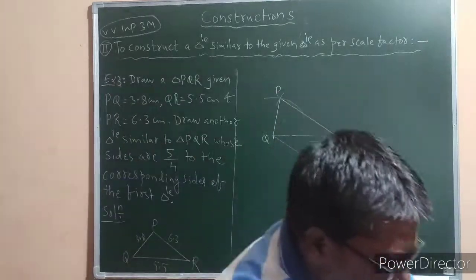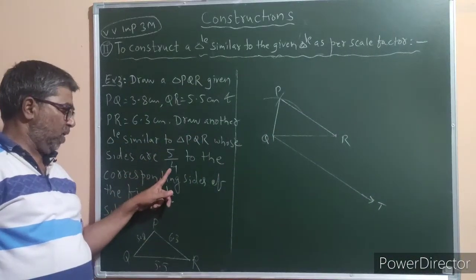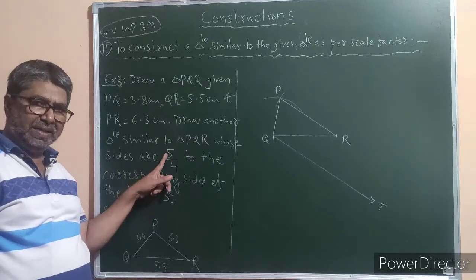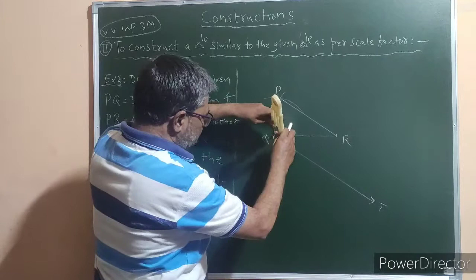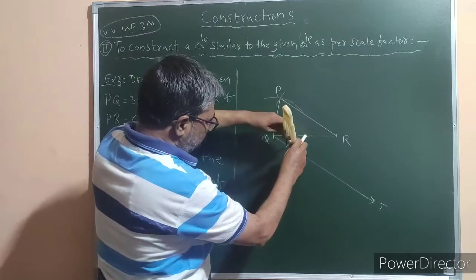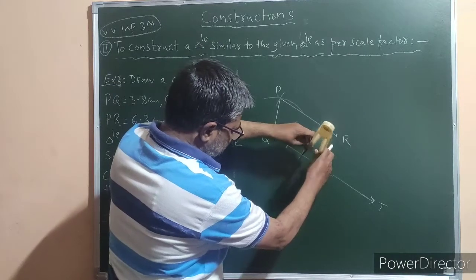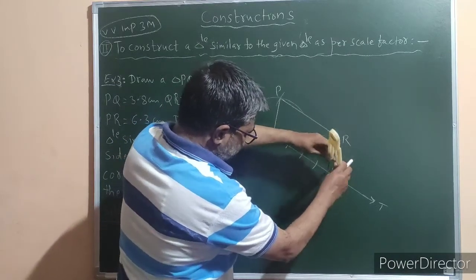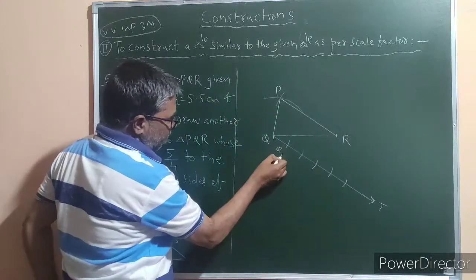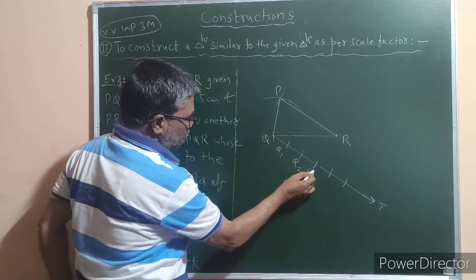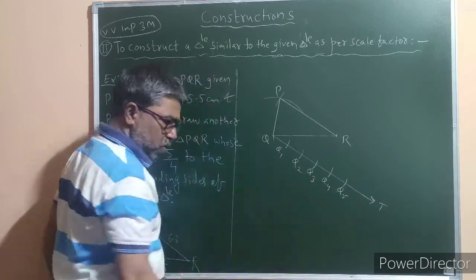The next step is, see the terms of the ratio. One is 5, another one is 4. The larger or the greater one is 5. So you have to cut this ray QT 5 times. This is 1, this is 2, this is 3, okay, this is 4, and this one is 5. You name them as Q1, this is Q2, this is Q3, this is Q4, and this is Q5.